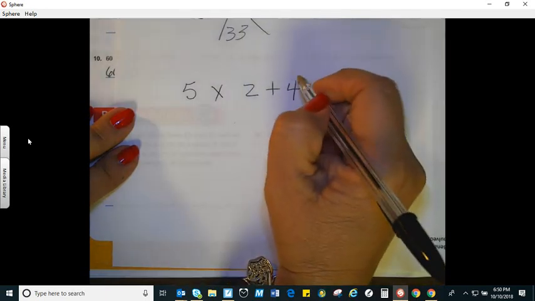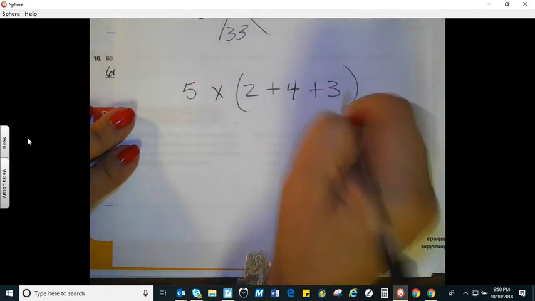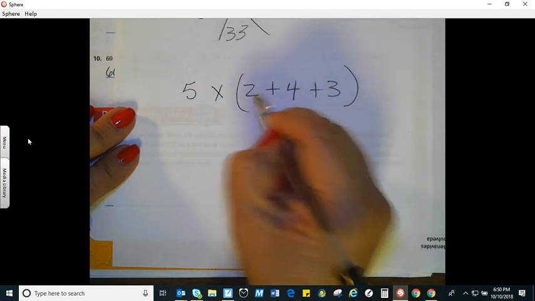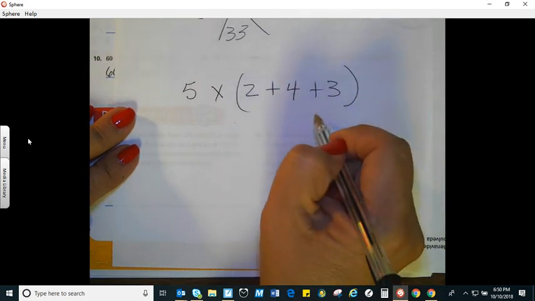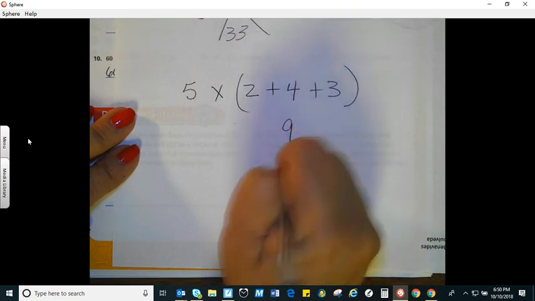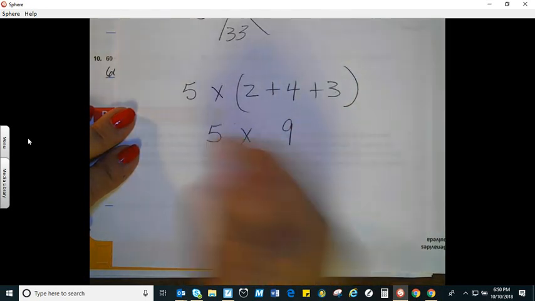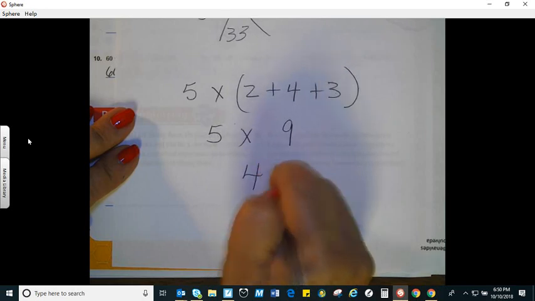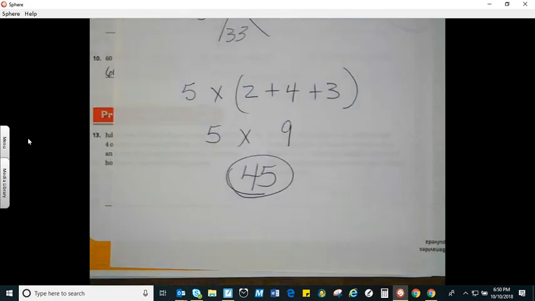additions. What is 2 plus 4 plus 3? 9 times 5. And what's 9 times 5? 45. And there you go.